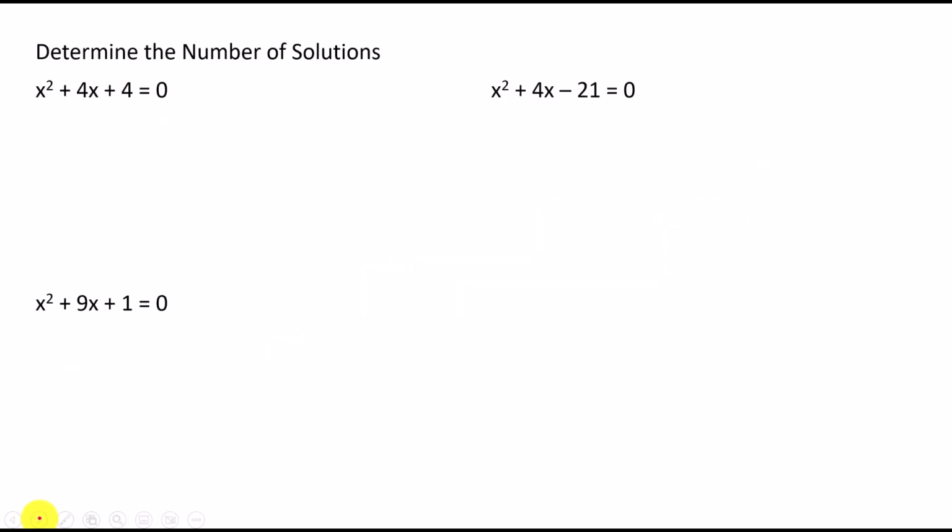Okay, so let's look at some examples. The first part of this is really simple. Here's a quadratic, and we're supposed to determine the number of solutions. And again, solutions, I could say determine the number of x-intercepts, determine the number of times it crosses the x-axis. That's the same thing, okay?